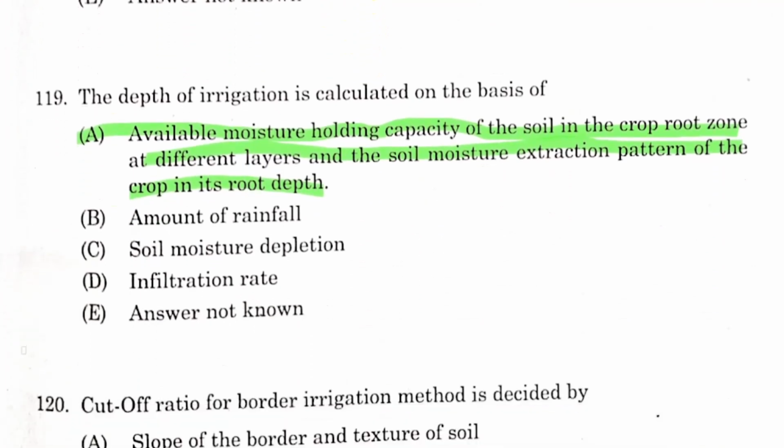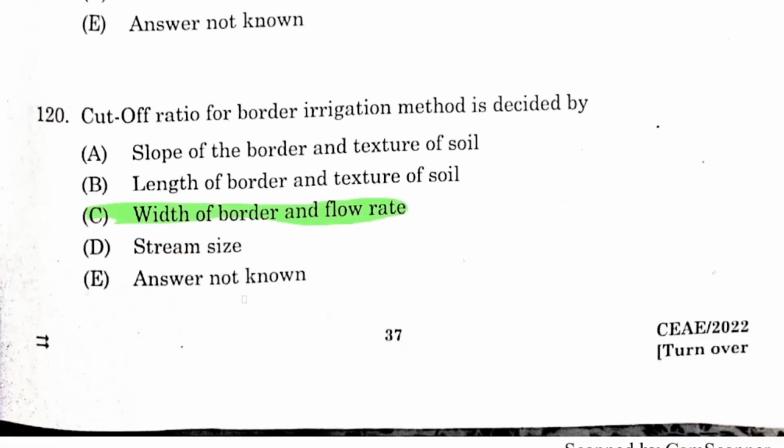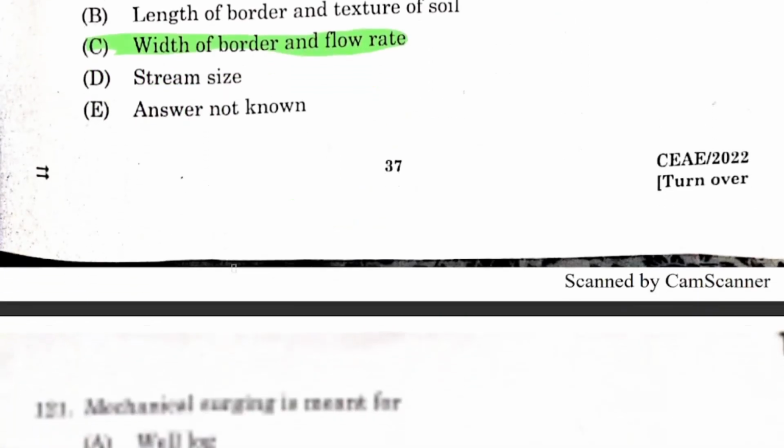Next one, question number 119. The depth of irrigation is calculated by the available moisture holding capacity of the soil in the crop root zone at different layers and the soil moisture extraction pattern of the crop in its root depth. So option number A is correct here. Next question number 120. Cutoff ratio of the border irrigation method is decided by width of border and flow rate. Option number C is correct here.